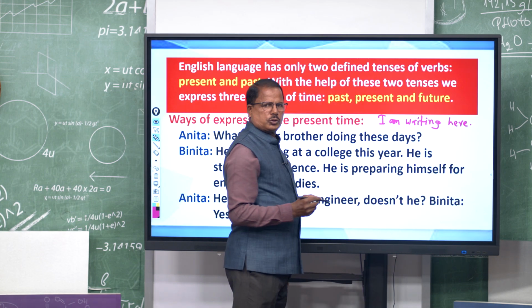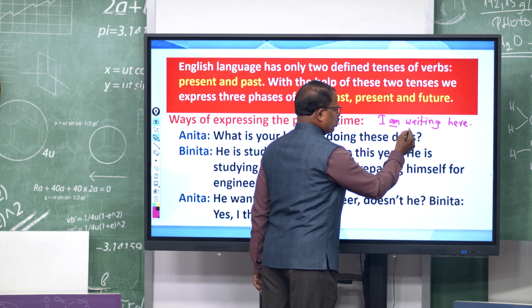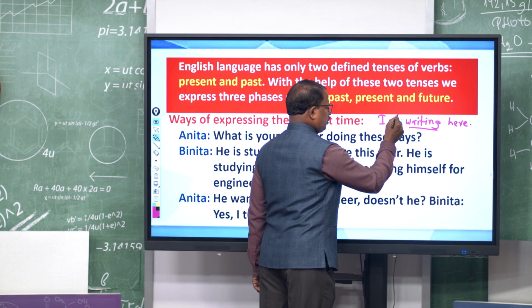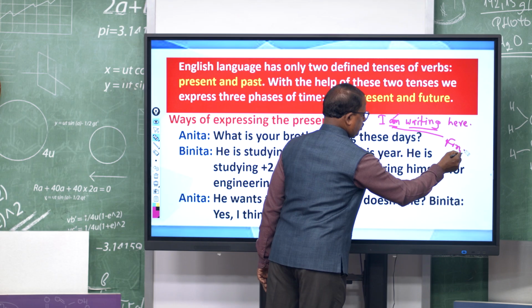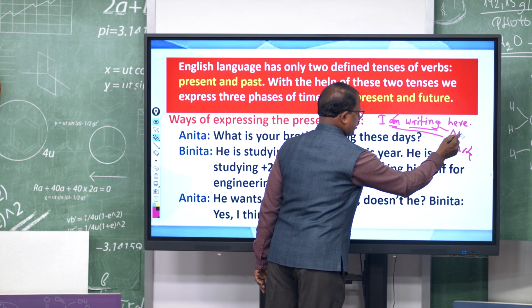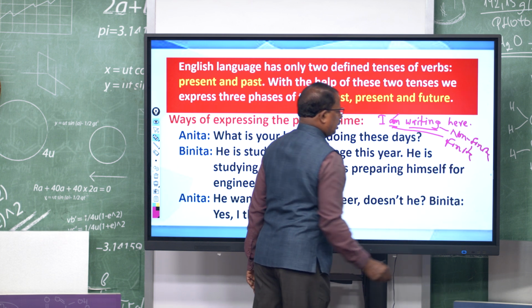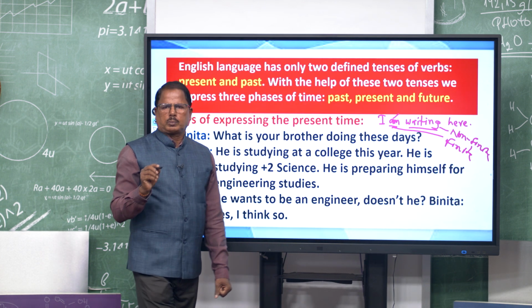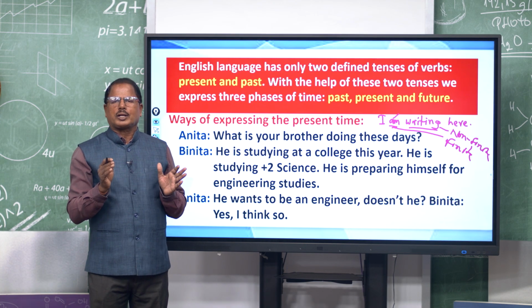So, my dear students, you see, this is a sentence and there are two verbs. The first verb is a finite verb, right, and this is non-finite. So, the finite verb is the one that carries or talks about the tense.